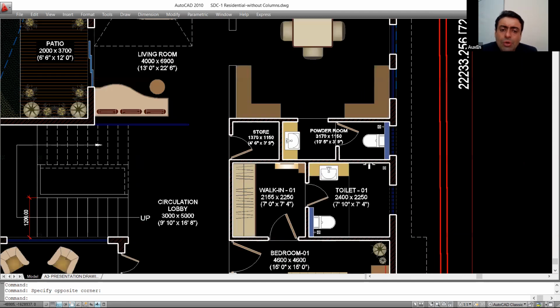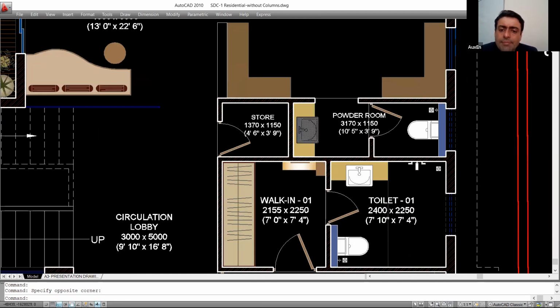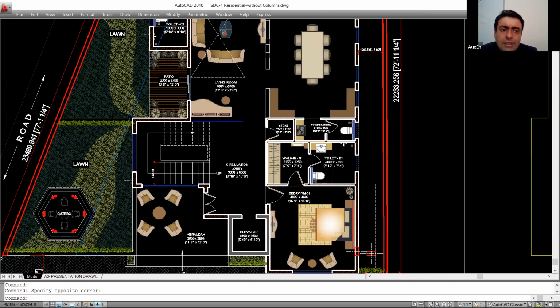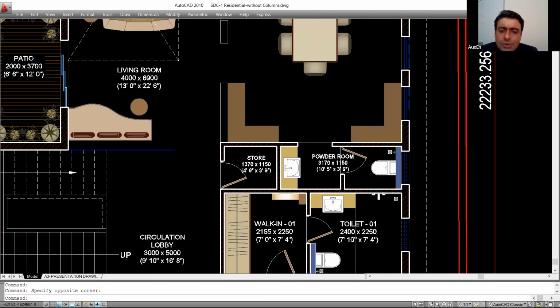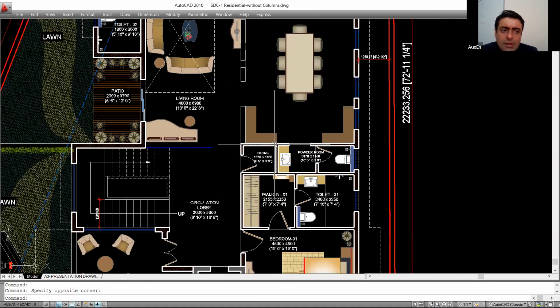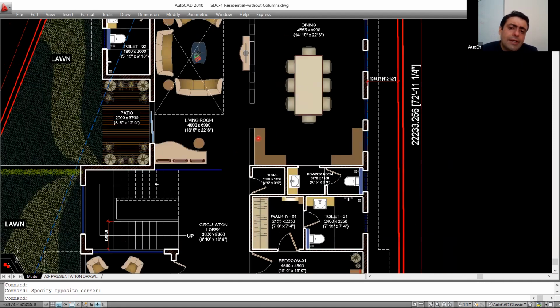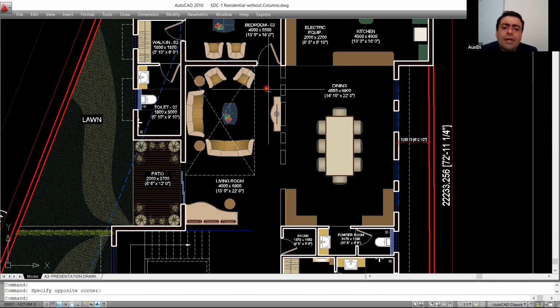Good. Then you have a storeroom over here. So this powder room access is from this side. The access to this powder room is from this side. All right. Okay. Coming out of this dining area, then going over here.